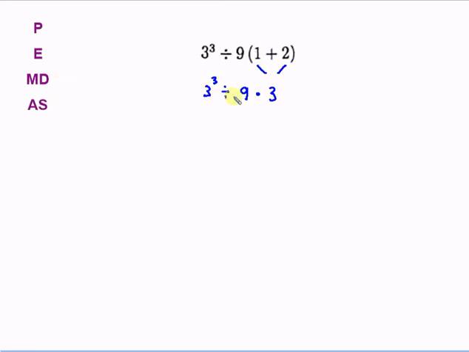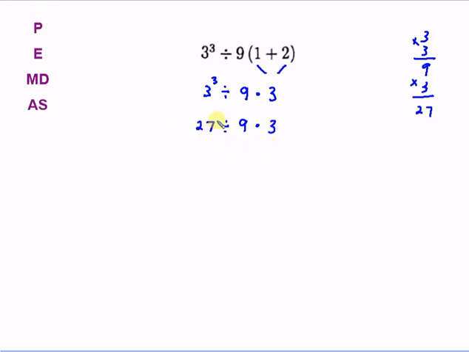Now, do we have any more parentheses? No, we do not. But we do have an exponent. 3 to the third power is 3 times 3 times 3. 3 times 3 is 9, times 3 is 27. So we'll do our exponent first. 27 divided by 9 times 3.